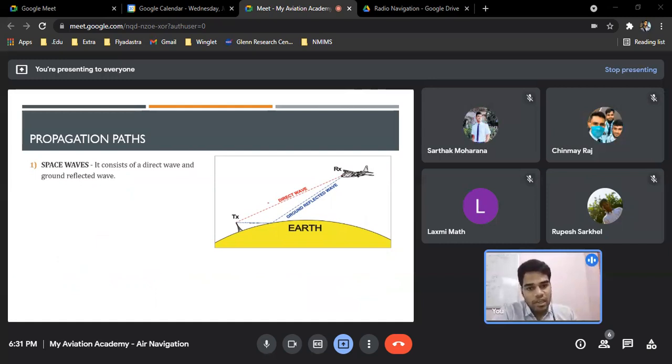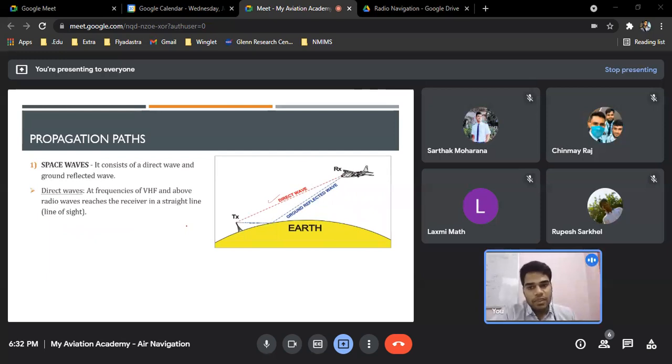One is a direct wave, which I just told you. As I also mentioned, let's talk about the transmitter. The transmitter is not just transmitting in one direction, it transmits in all the directions. So some of the waves just reflect from the earth and reach the aircraft. This is also termed as fading, but this is sometimes also used to give off the signals. And this is known as ground reflected wave.